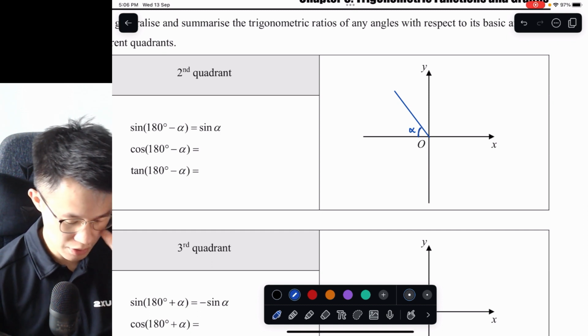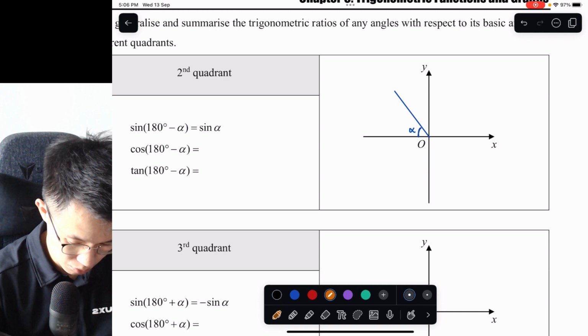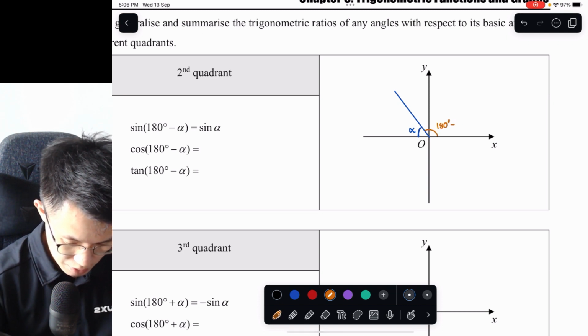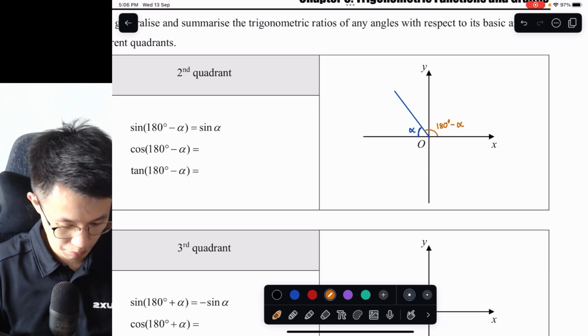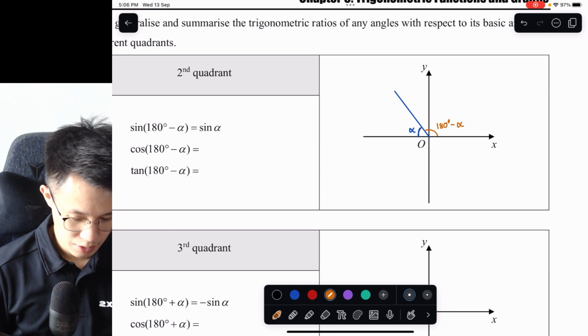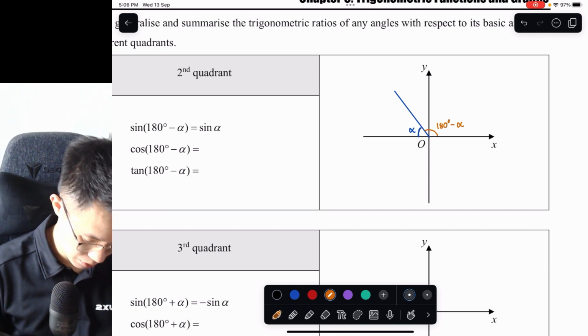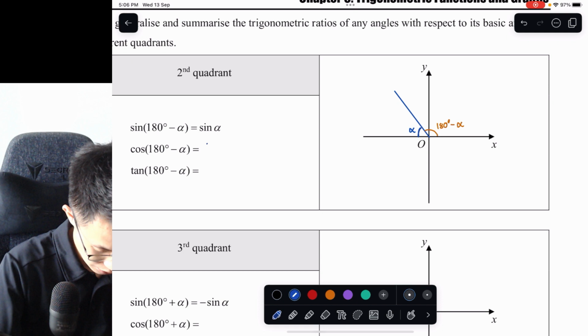Sine of 180 degrees minus alpha, which is actually just here. This is the angle you want. This angle here is 180 degrees minus alpha, which usually is what we want to find. In this case, it will just give you a positive sine alpha. Next, if you want to find cosine of that, it will simply be a negative value. ASTC. So in this case, this will be negative.